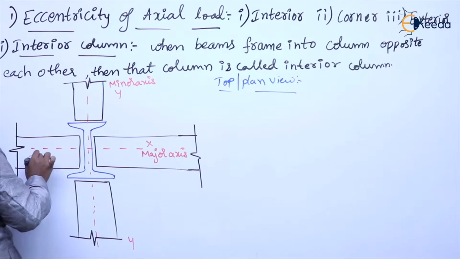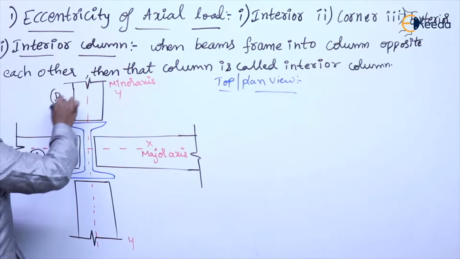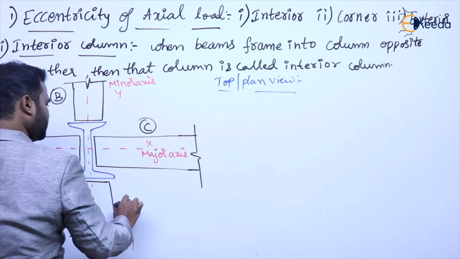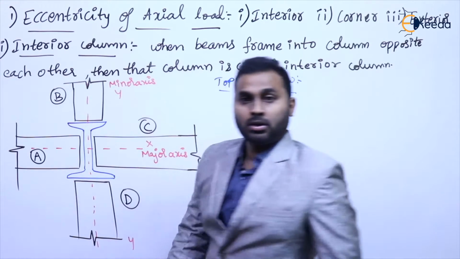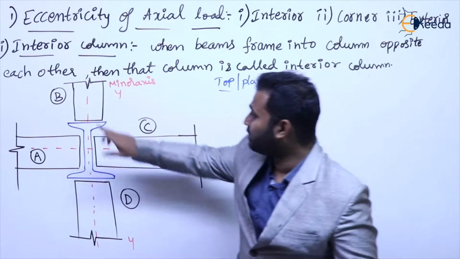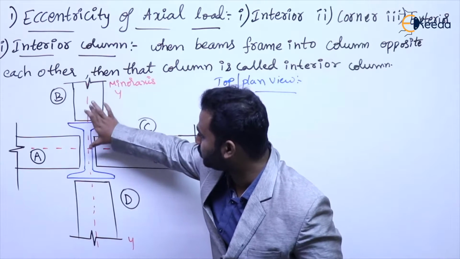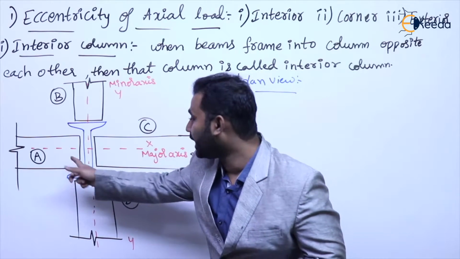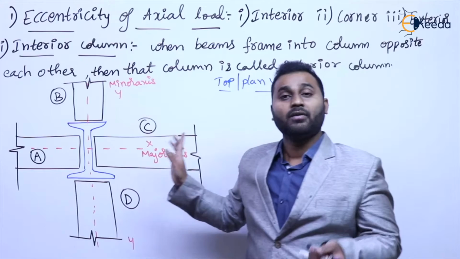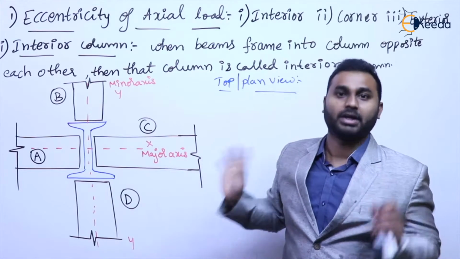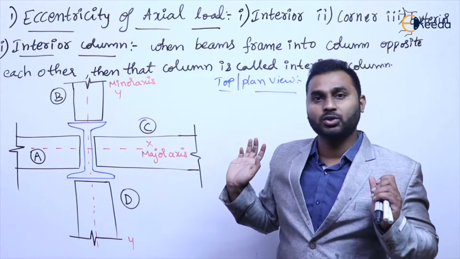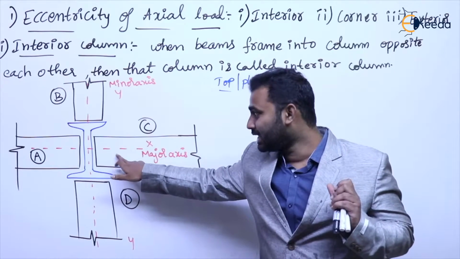This is beam A, and this is beam B, and this is beam C, and this is beam D. Is that okay? So when beams frame into the column opposite each other, so these two are the beams which are opposite each other, and these two are the beams which are opposite each other. When this type of framing exists, then such a column is known as an interior column.